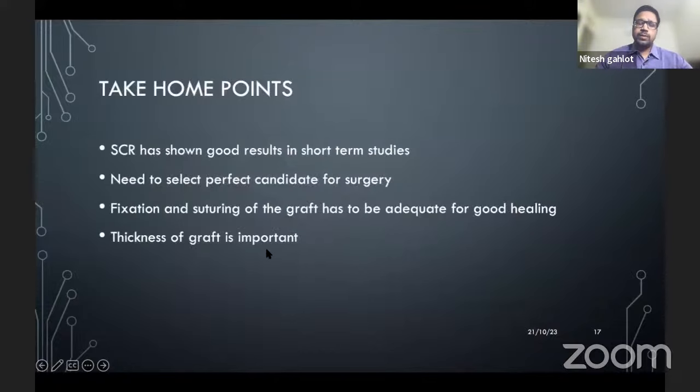The take-home points from this case would be, the superior capsular reconstruction has shown good results, but still it is in the short-term studies. We need to see a 10 years or 15 years outcome yet. There is need to select a perfect candidate for the surgery. If the patient has a significant Hamada grade 3 or 4 osteoarthritis, then there is no point in doing this surgery because the patient will still have the problems and still have the pain. In that case scenario, you can straight away go to a reverse total shoulder arthroplasty.